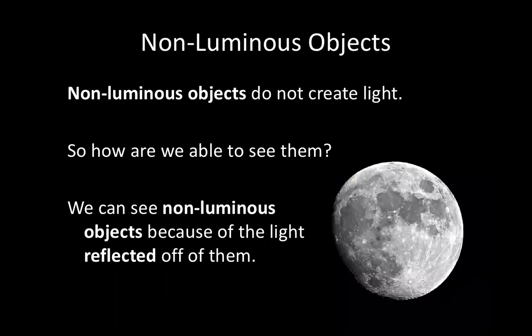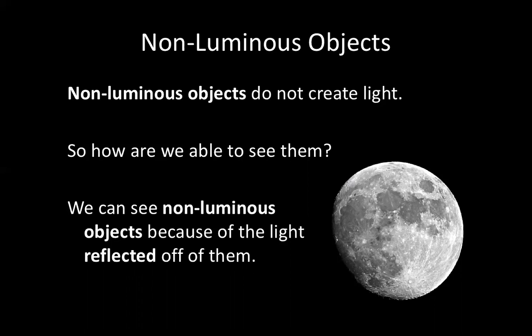Then we have non-luminous objects. Non-luminous objects do not create their own light. So if they do not create their own light, how are we able to see them? We can see non-luminous objects because of the light reflected off of them. For example, your cupboard is not a luminous object. It does not produce its own light.